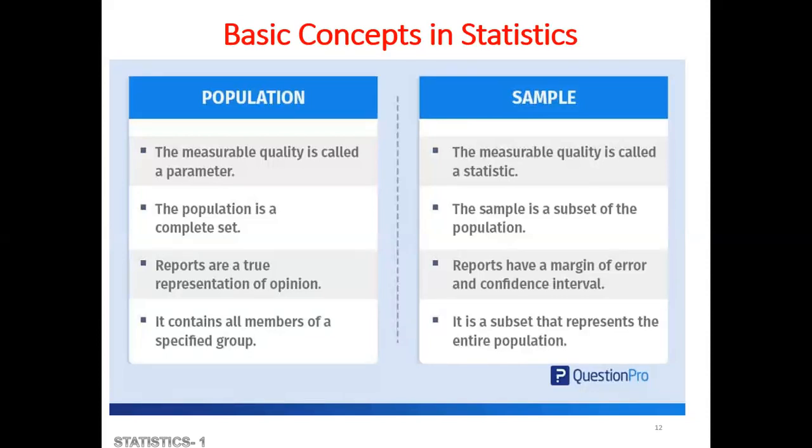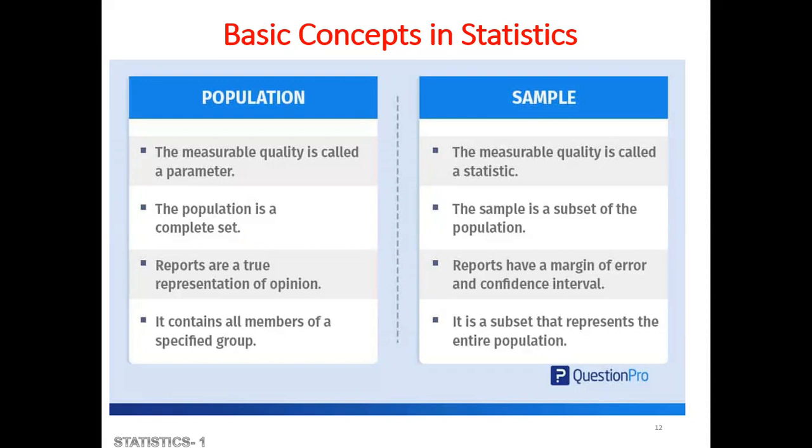Population is a measurable quality, and it is called a parameter, whereas a sample is a measurable quality, and this measurable quality is called a statistic. So population is a complete set, and a sample is a subset of the population. Whatever we select out of the population is called a sample. In the case of population, the reports are a true representation of opinions, whereas in a sample, reports have a margin of error and confidence interval. Because whatever sample we select out of the population may not exactly represent the population. There is a degree or percentage of a sample representing a population. Based upon this, the margin of error and the confidence level come into the picture.